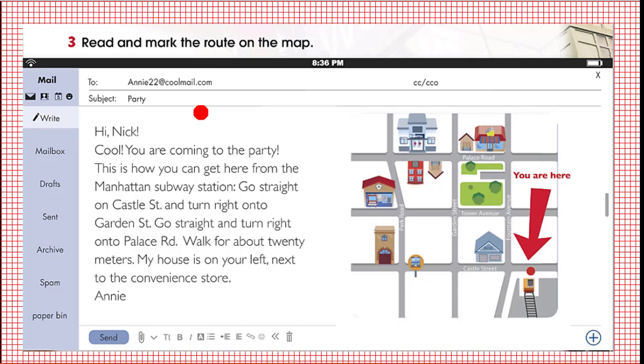Bueno, it's similar like that. Entonces aquí Annie le va a escribir a Nick, ¿ya? Y le va a dar algunas direcciones. Cómo llegar a su fiesta. Pero antes, mira por favor estas frases que hemos aprendido en las clases pasadas.